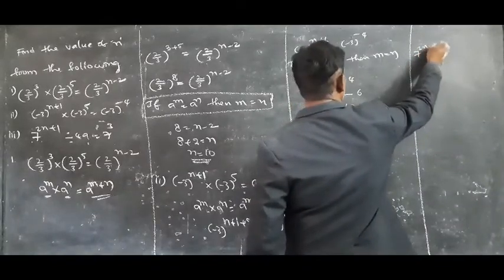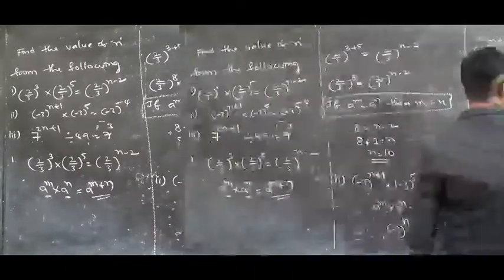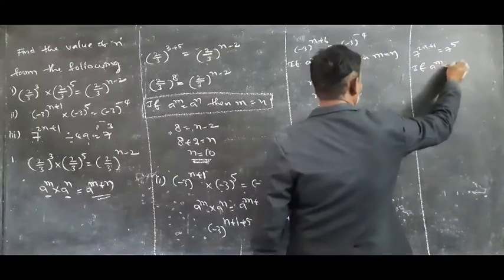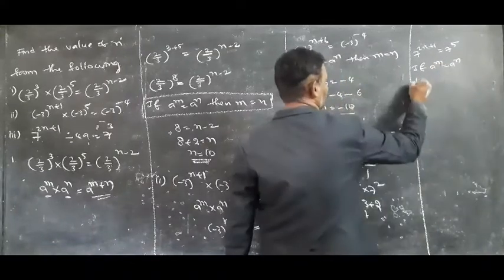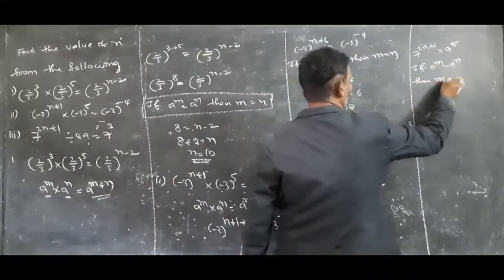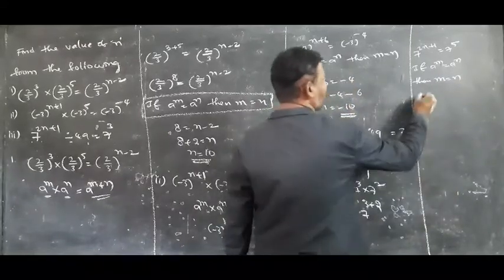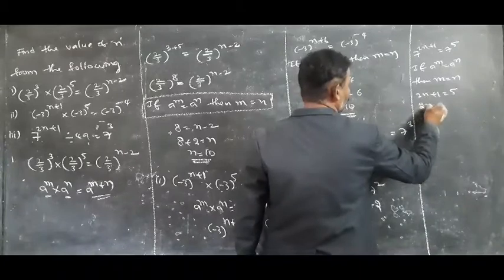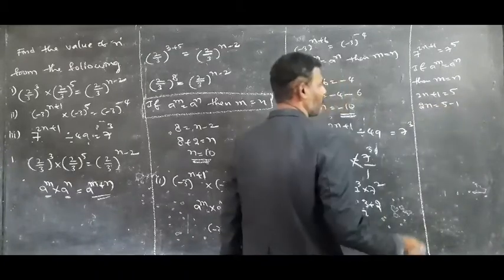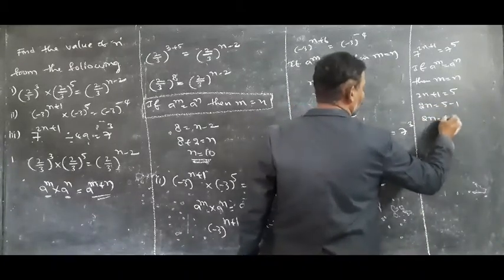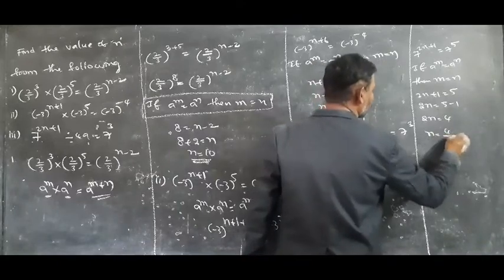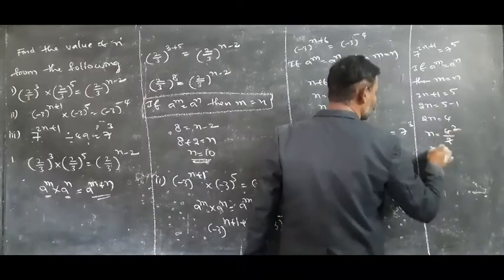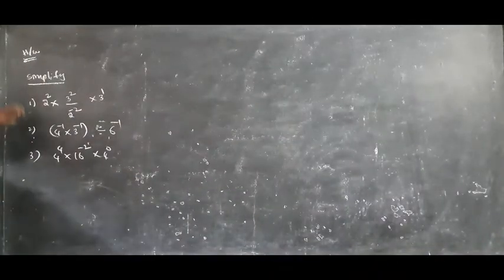7 power 2n plus 1 is equal to 7 power 5. a power m is equal to a power n, then we can say m is equal to n. It means 2n plus 1 is equal to 5. 2n is equal to 5 minus 1. 2n is equal to 4. Then n is equal to 4 by 2. 2 ones are 2, 2 twos are 4. So what is the value of n? n is equal to 2. Here is your homework.